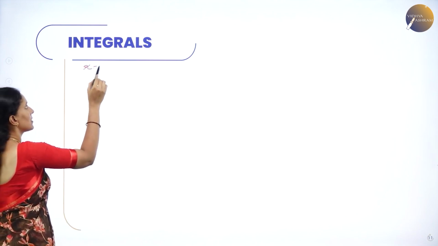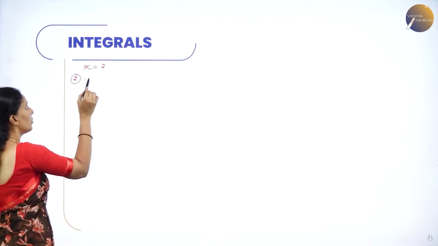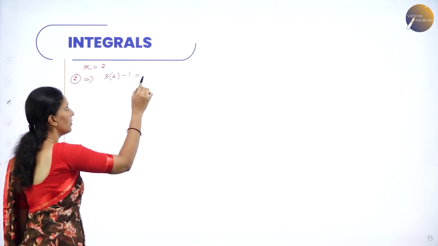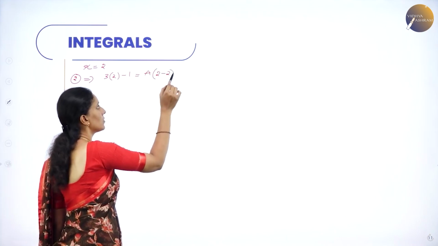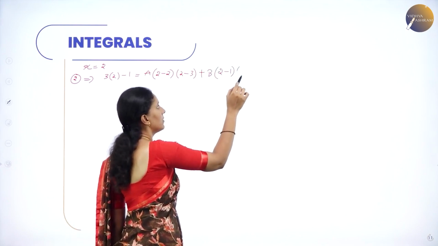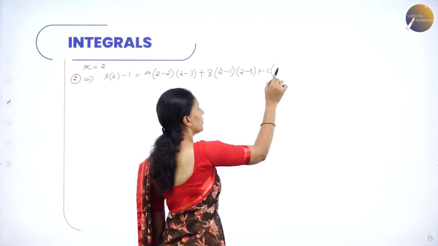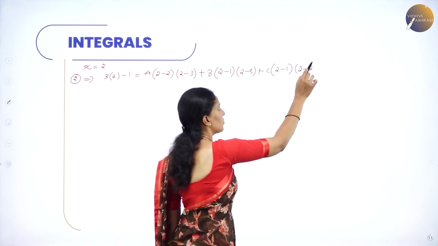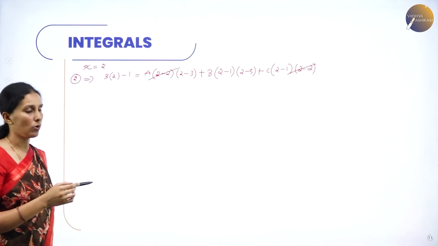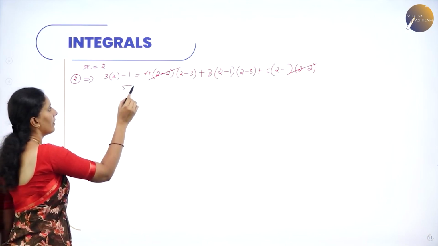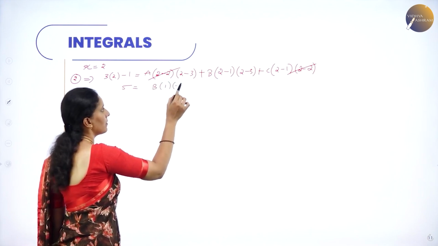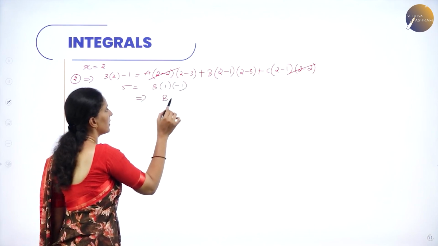So next x is equal to 2. We get, therefore equation 2 implies 3 into 2, that is 6, minus 1 is equal to a into 2 minus 2, 2 minus 3, plus b into 2 minus 1, 2 minus 3, plus c into 2 minus 1, 2 minus 2. So clearly the first term and the last term cancel because they become 0. Now here we have 6 minus 1, 5, and 0. We have b, 2 minus 1 is 1, 2 minus 3 is minus 1. So this implies b is equal to minus 5.